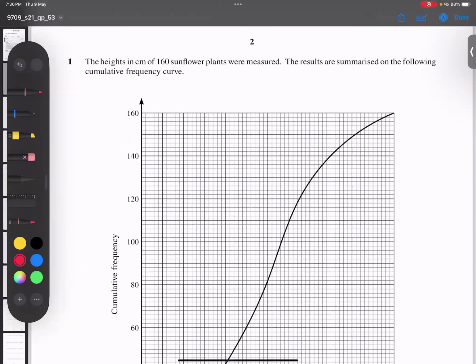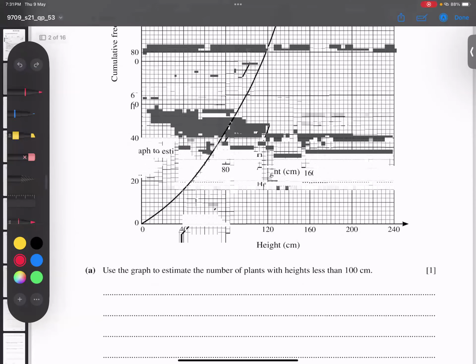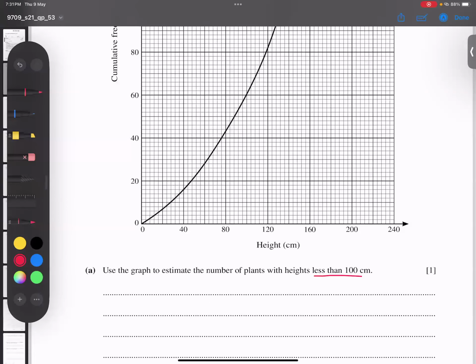Heights, in centimeters, of 160 sunflower plants are measured. You can see the total number of plants is 160, and the cumulative frequency is given. Question number 1: estimate the number of plants whose heights are less than 100.